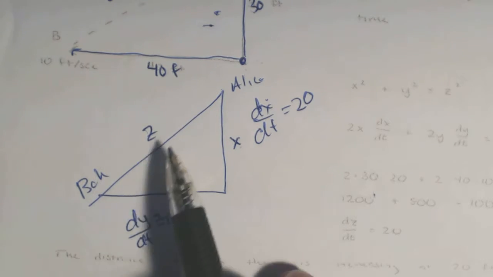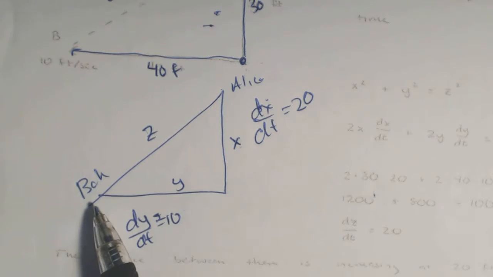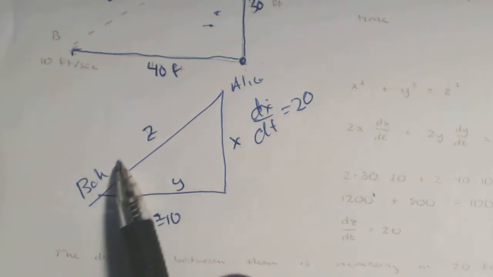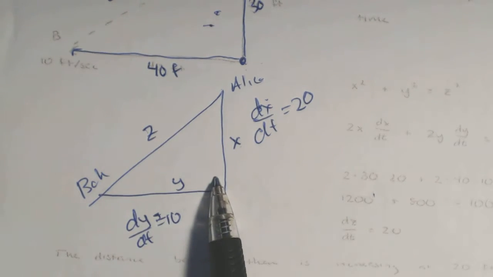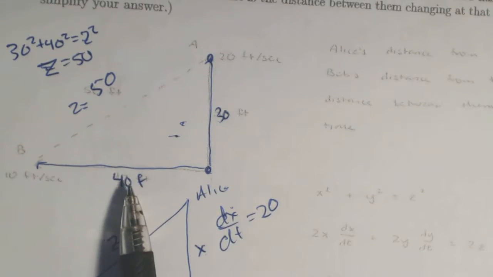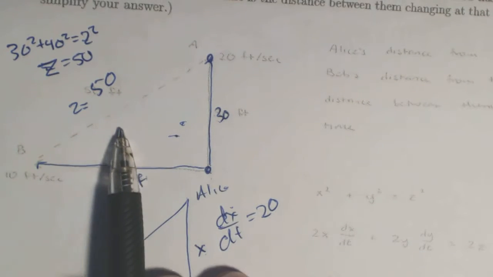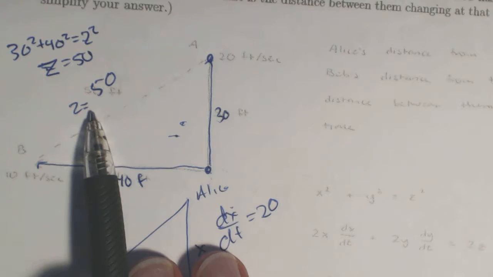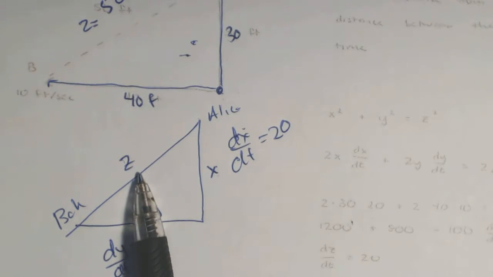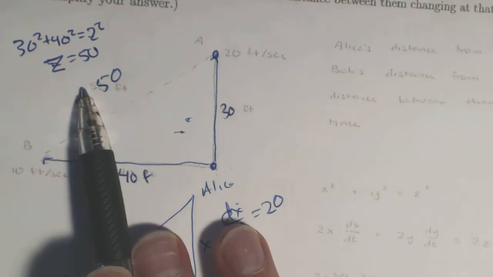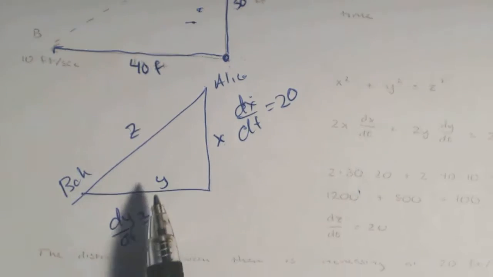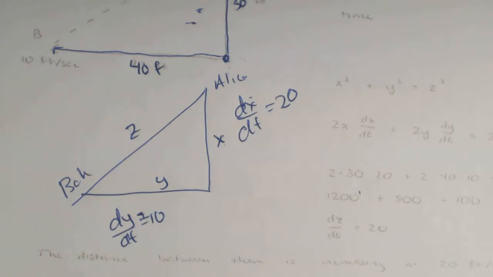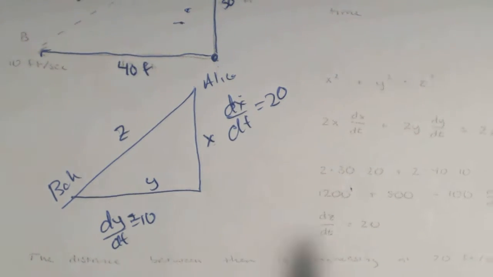And they're asking at that instant right there, how fast is the distance between them changing? So these are all changing quantities. I did work out that at that instant, the third guy, which is this z, which is what we're trying to find, is dz/dt. By the Pythagorean theorem, z would be 50 at that point in time. But these are three changing quantities. We don't want to plug their values in until after we've taken the derivatives.